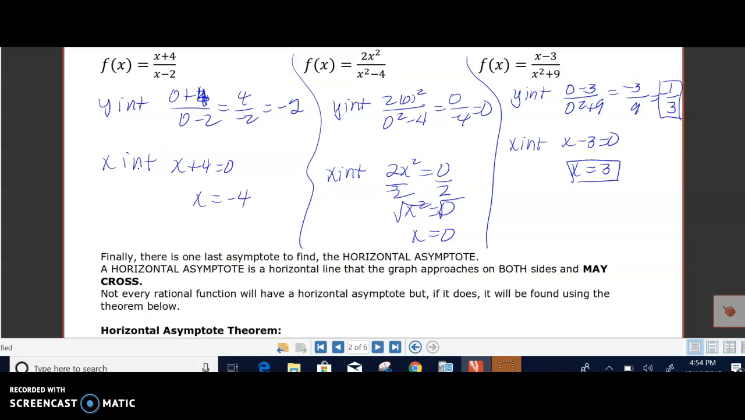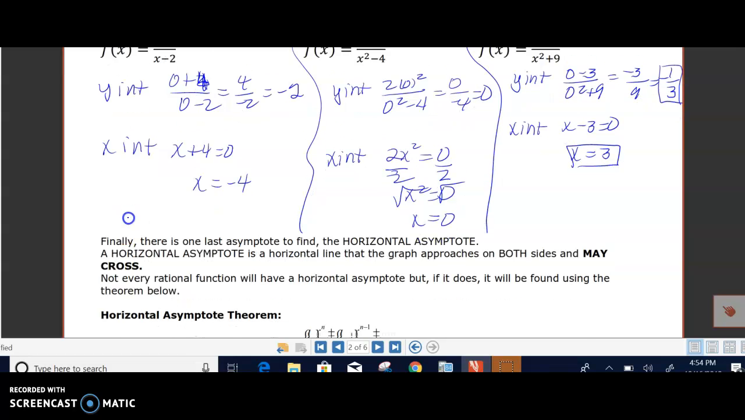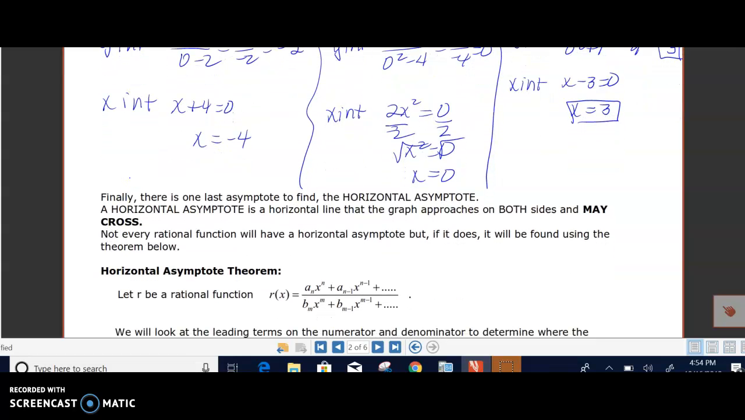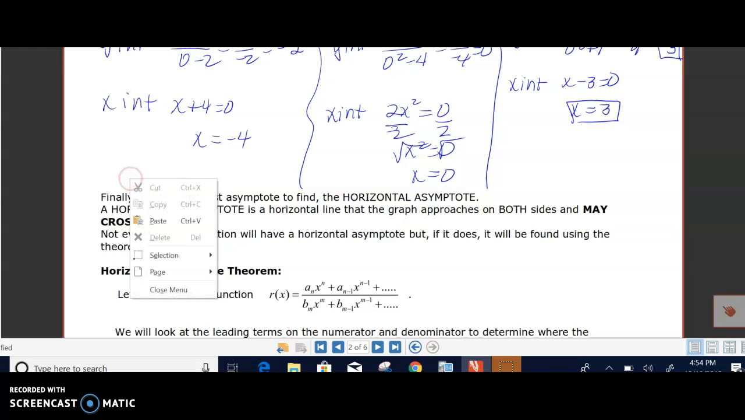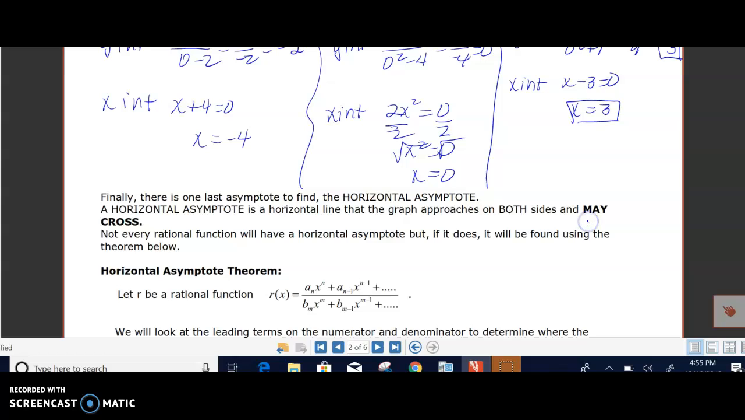Last asymptote, excuse me, the last item we need in our list is how to find a vertical asymptote. Now keep in mind your graph may cross vertical asymptotes, but it will never cross your horizontal asymptote. Excuse me, I had that backwards. Your graph will never cross a vertical asymptote. It may cross the horizontal asymptote.